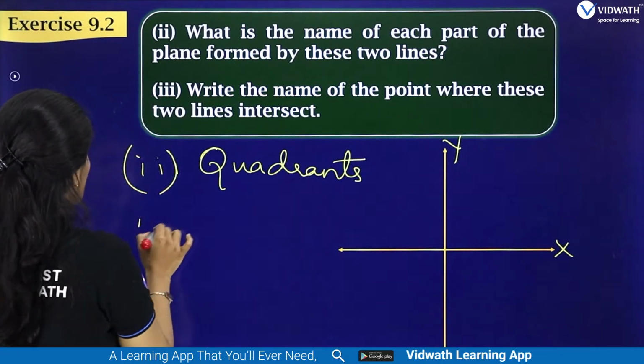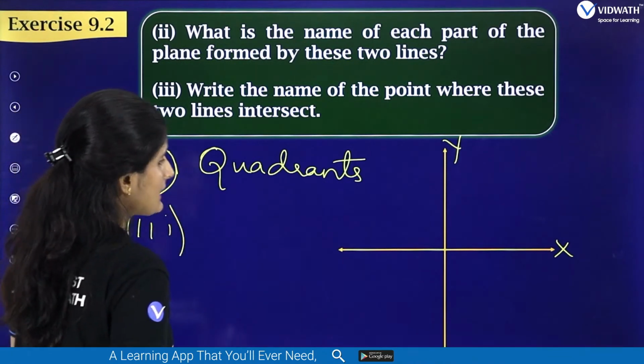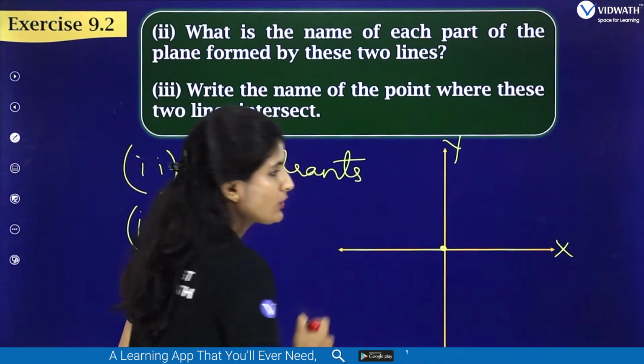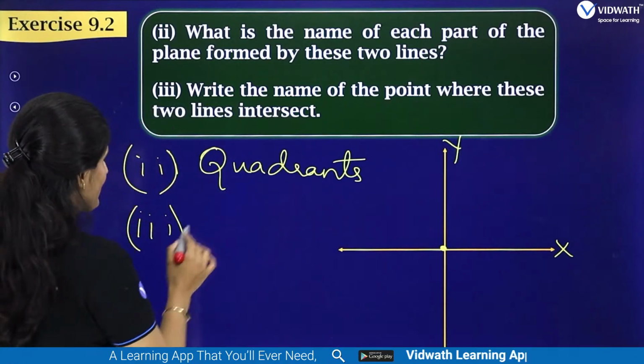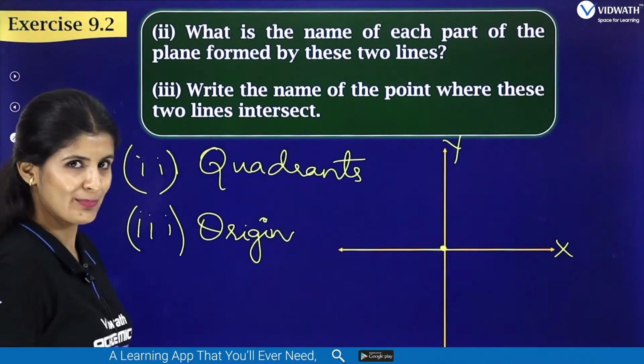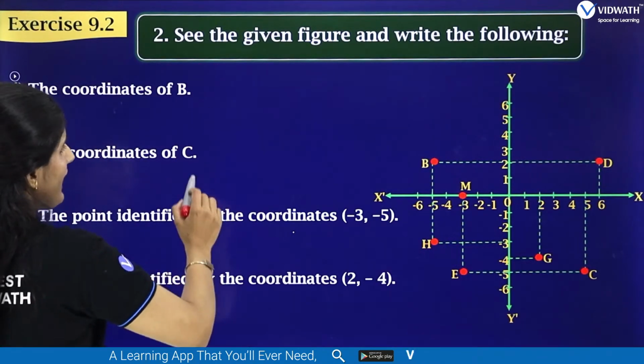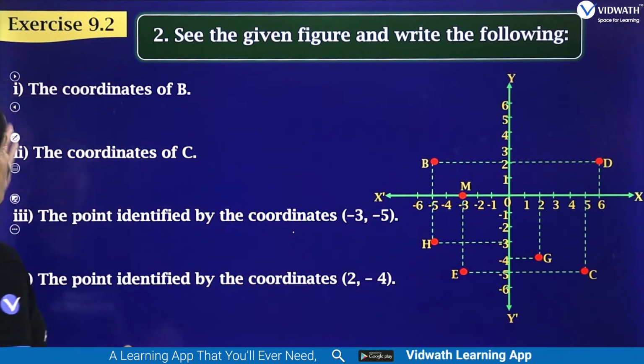The next question. Write the name of the point where these two lines intersect. What is the name of this point where the two lines intersect? Isn't it the origin? The name of that point is origin. Simple? Alright. In this figure, we have to look at the figure and write the following.